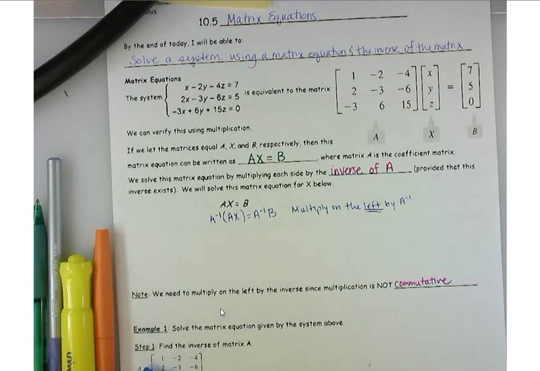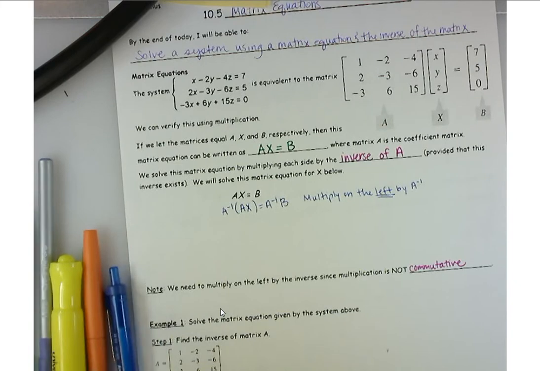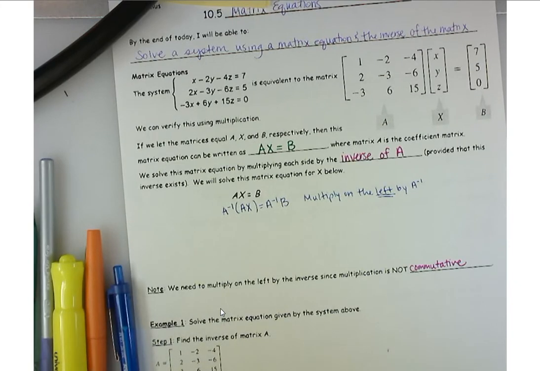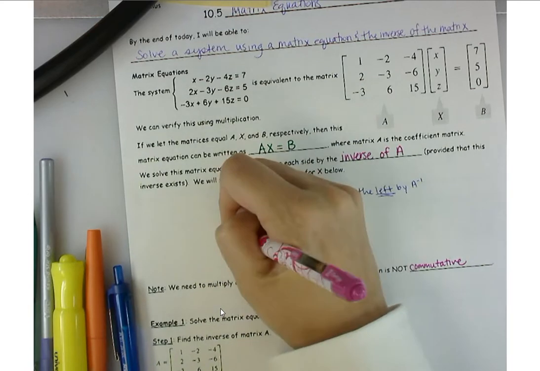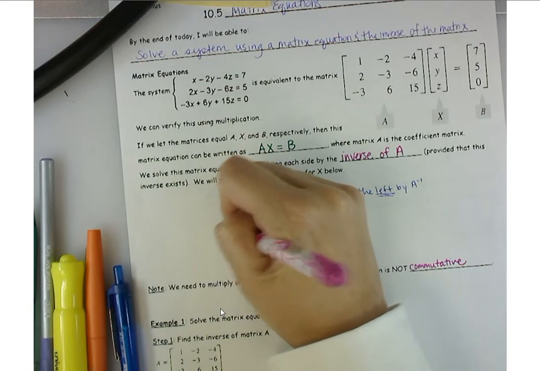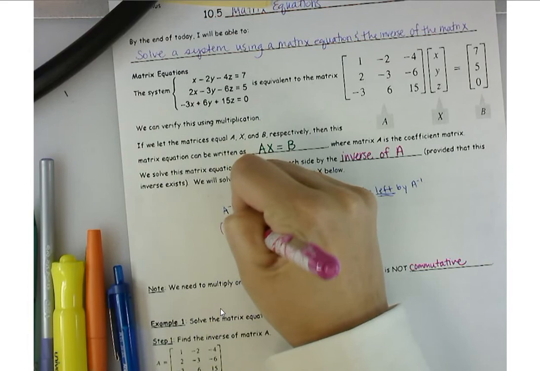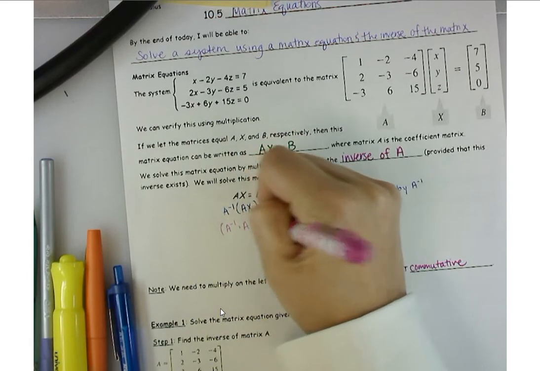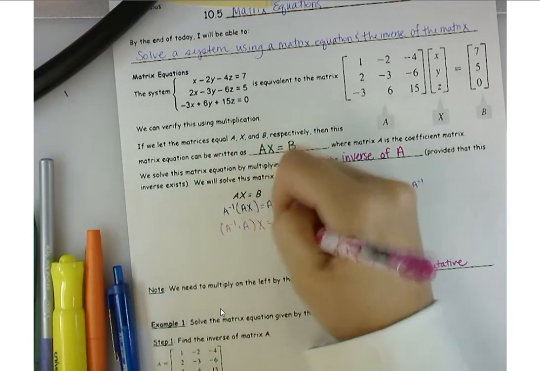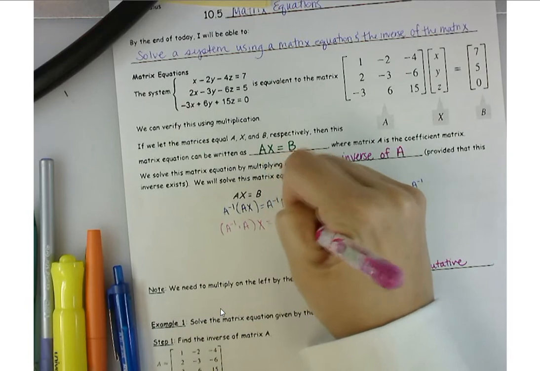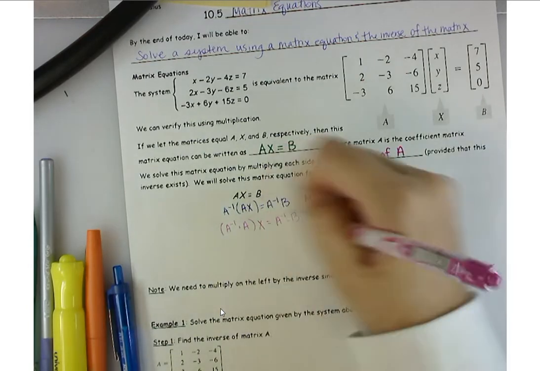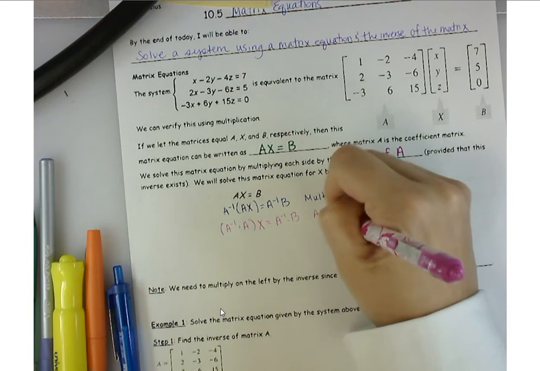Then from there, we're going to use the associative property. So the associative property says I can multiply in any order that I want. So I'm going to multiply the inverse by A first, and then multiply by X. Right? And that is the associative property.